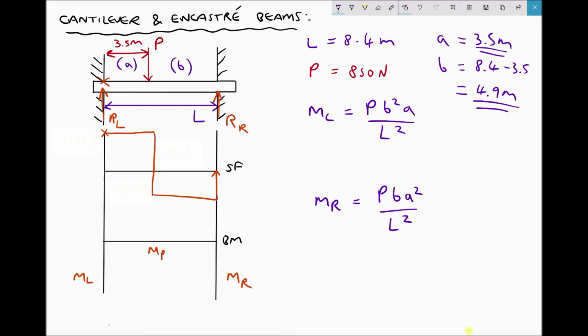So it's simply a case of plugging in our numbers. We have, for the left-hand support, 850 times B squared, which is 4.9 squared, times A, which is 3.5, all divided by the length squared, which is 8.4 squared. And that gives us a bending moment equal to 1012.3 Newton meters.